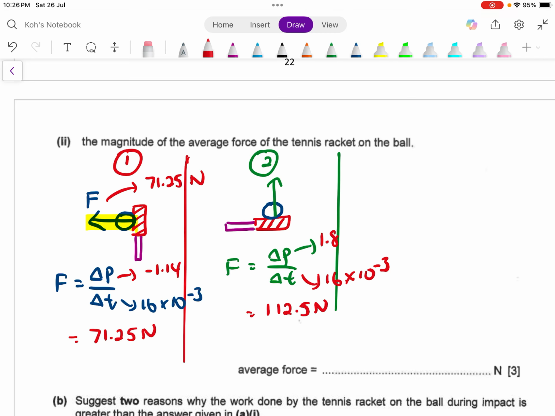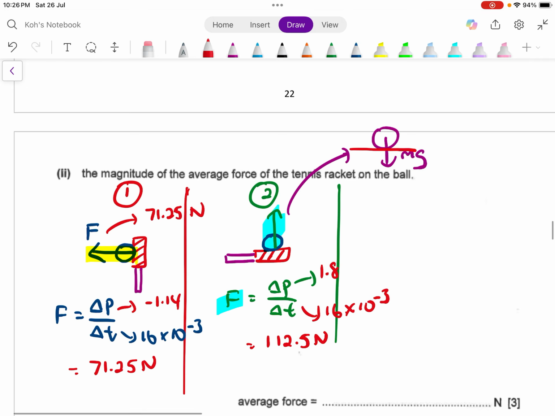Okay, so this 112.5, of course, just take note that it's not the force that the tennis racket actually exerts on the ball, because remember, for this force, it's actually what we call the resultant force. So of course, maybe I draw the free body diagram of the tennis ball. The tennis ball actually has a weight, so mg, and then of course has a so-called contact force or the impact force by the tennis racket. So this one is the force that we want to calculate.